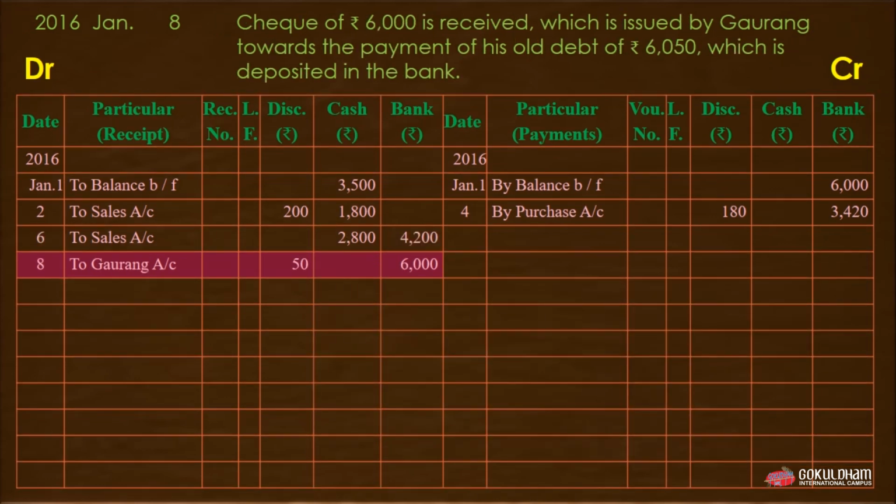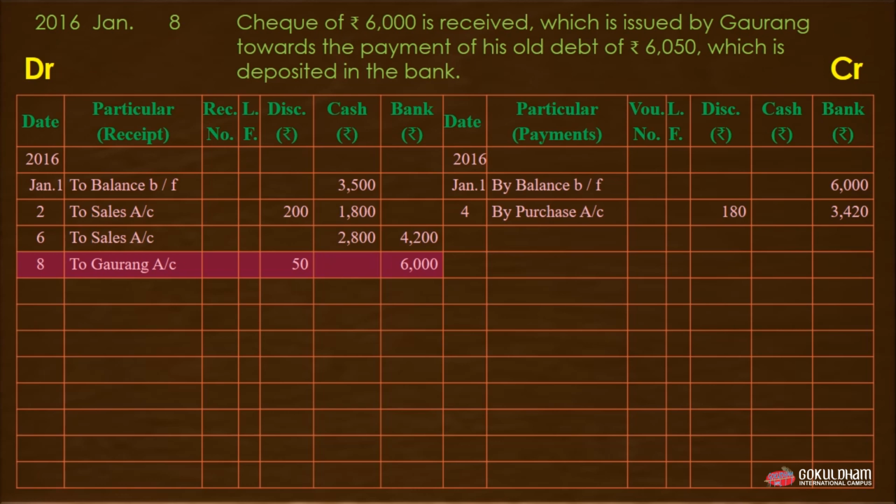The next transaction is January 8. Check of rupees 6,000 is received, which is issued by Gaurang towards the payment of his old debt of rupees 6,050 rupees, which is deposited in the bank. It means हम गौरांग के पास से हमें चेक मिला है 6,000 रुपीज, बट हमें लेने थे 6,050 रुपीज. तो यहाँ पे 50 रुपीज कम है, सो दिस इज अवर अलाउंस, यानी कि वो डिस्काउंट है.